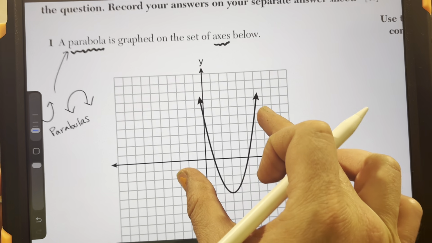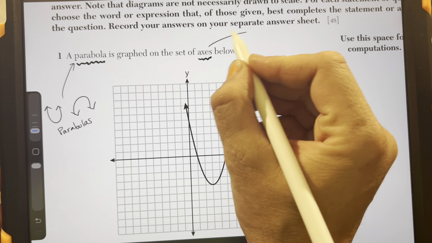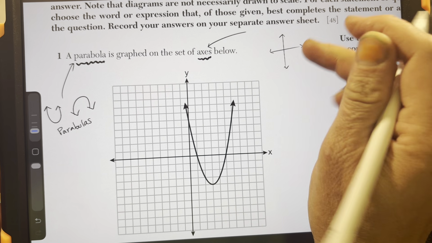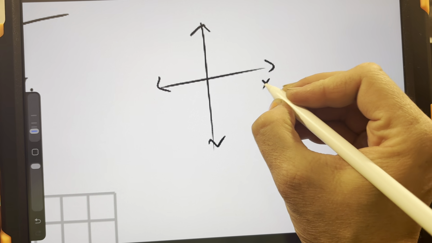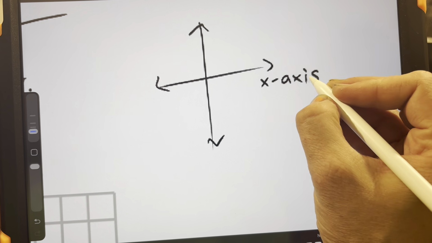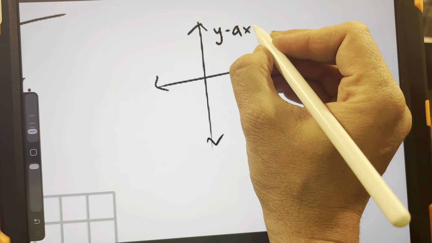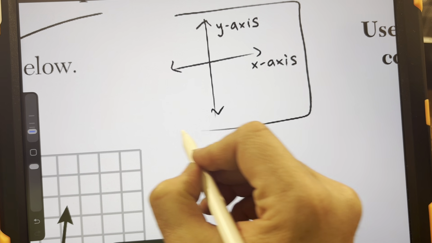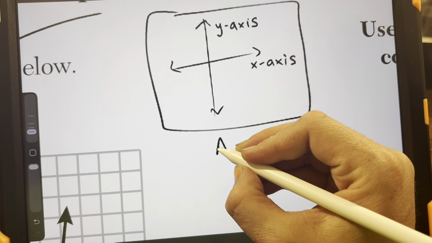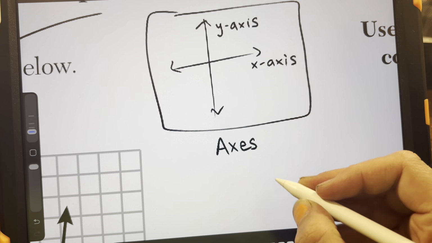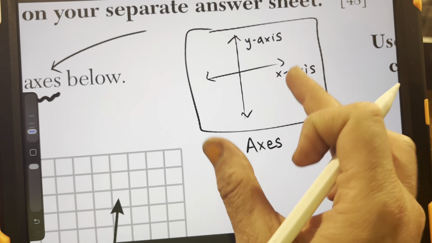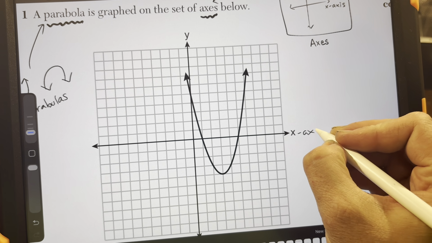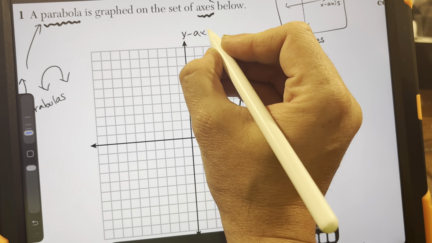So on the graph, we have a parabola, and it says on the set of axes. So when they say axes, they're just talking about two things. They're talking about two number lines that we draw together, and we call them the x-axis and the y-axis. Together, they are axes. Like an axe and an axes. It's the plural of axis. So if you've never seen that word, that's what it means. So it's graphed on this set of axes below. This is the x-axis. This is the y-axis.